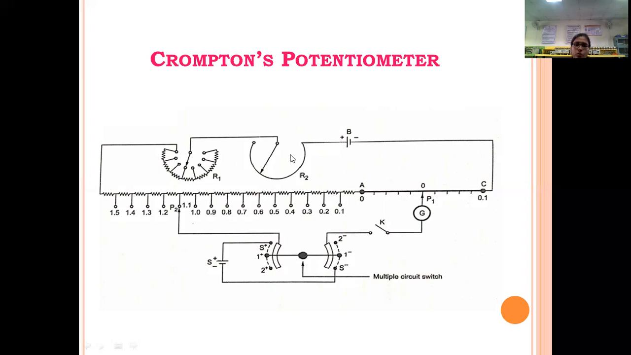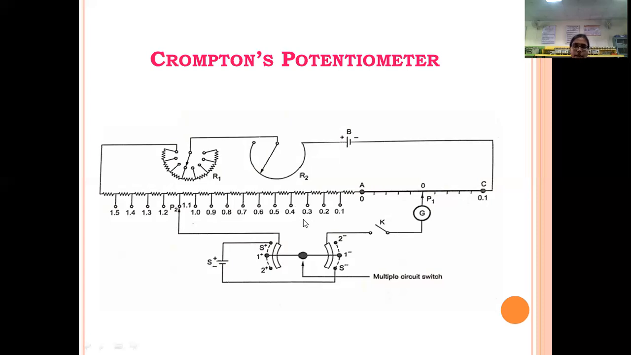Before we measure the unknown EMF of the cell, we go for the standardization of the potentiometer. So what is standardization? Standardization is the process of adjusting the working current to match the voltage across the slide wire against the reference voltage source. So first the potentiometer has to be standardized. We'll standardize by using the standard cell whose EMF is known, that is 1.0186. So 0.0186 will be adjusted by P1 and the 1.0 will be adjusted by P2.